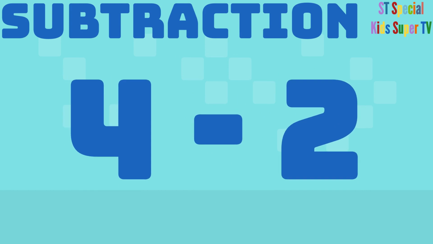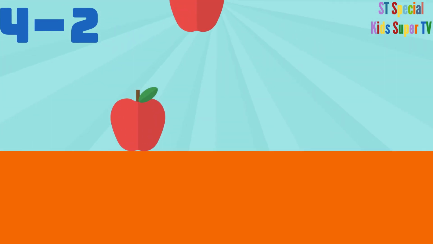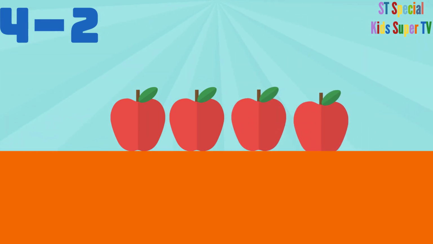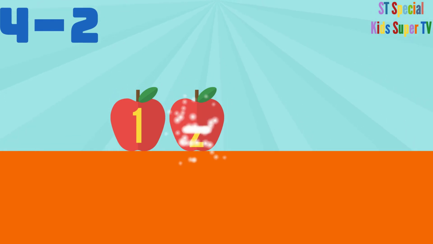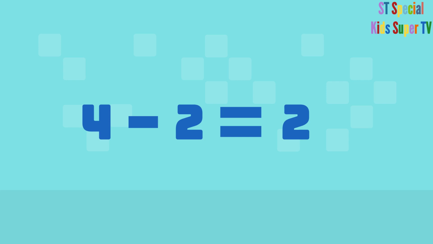Let's now calculate 4 minus 2. 1, 2, 3, 4 apples minus 2 apples. So we take away 1, 2 apples. The answer is 1, 2 apples. That means 4 minus 2 equals 2.